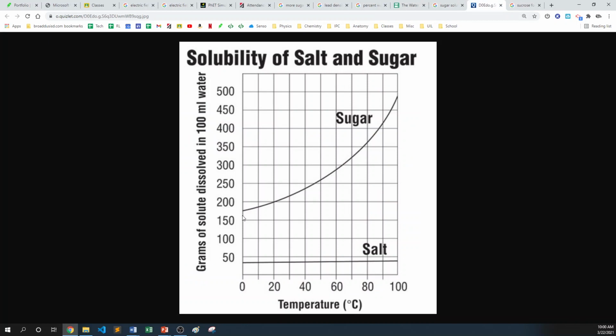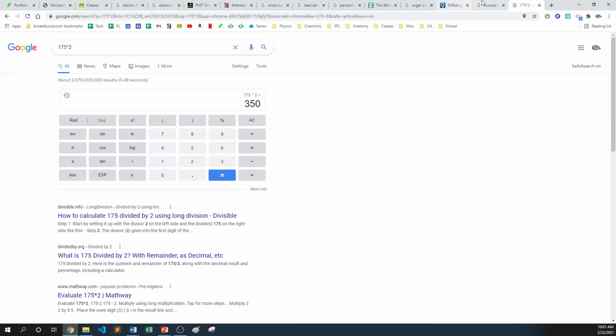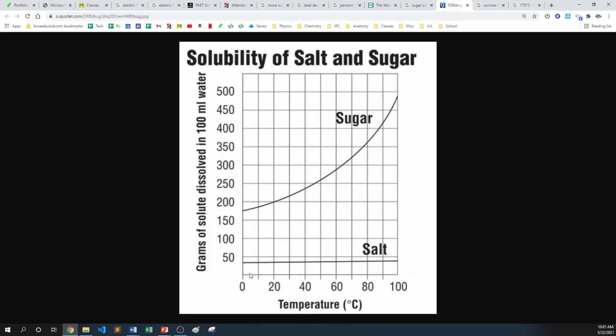But you can see here 175 grams per every 100 grams of water at freezing. But sugar is heavily dependent on temperature. If you go from 0 degrees Celsius to, and what's 175 times 2, because I'm lazy, 350. So if you go from 0 degrees Celsius to 75 degrees Celsius, you can almost get twice as much sugar to dissolve. Whereas salt doesn't really change that much.